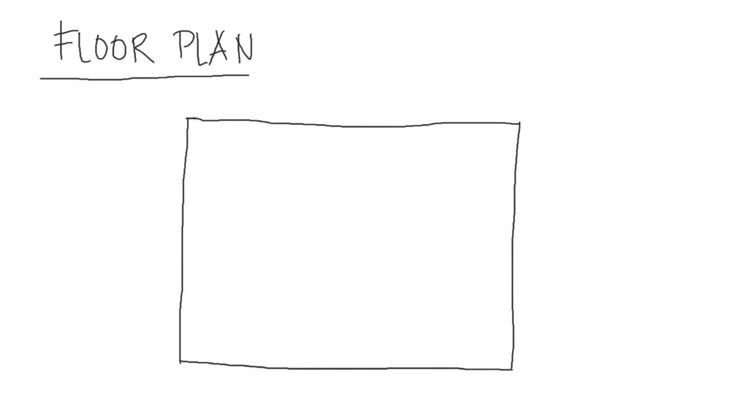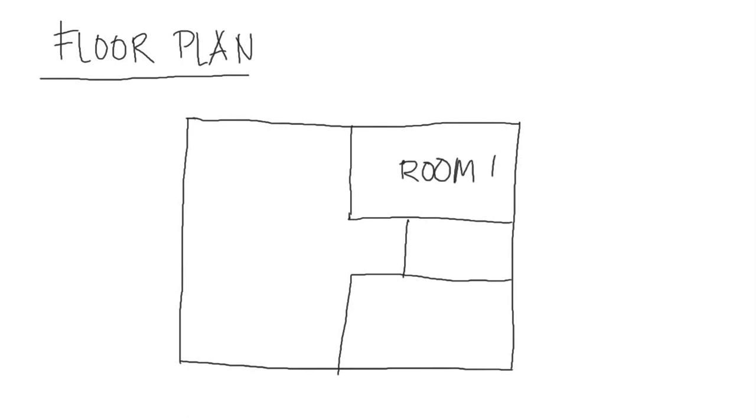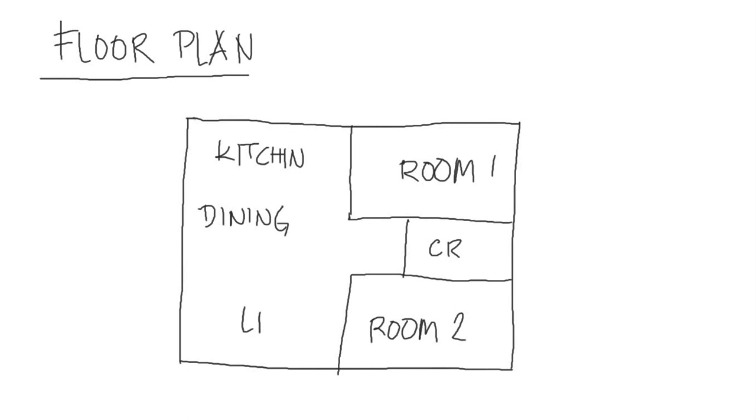So this is just a simple floor plan. For example, there is a room here, and then CR. So for example, this is room one, and then CR, room two, and then somewhere here is the kitchen, and then here is the dining area, and in this area here is the living area. Okay, so this is the sample floor plan.